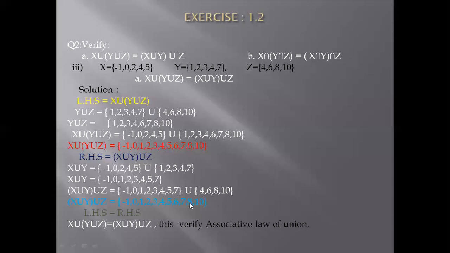You see that the elements of both the sides are the same. It means that the left hand side is equal to the right hand side. And this verifies the associative law of union. Is it clear to you? Now come to part B.